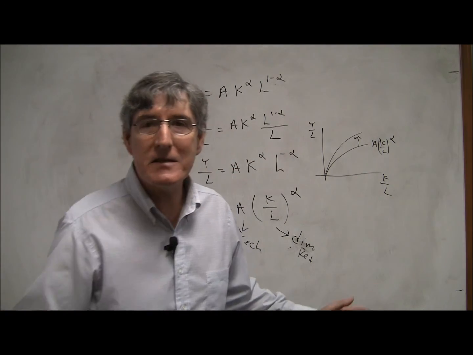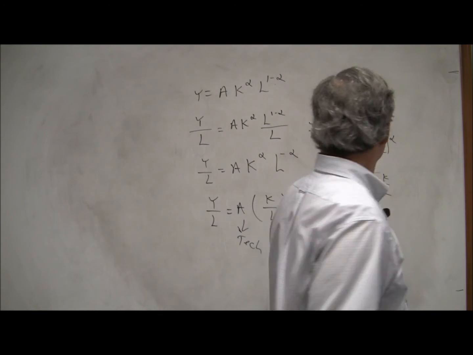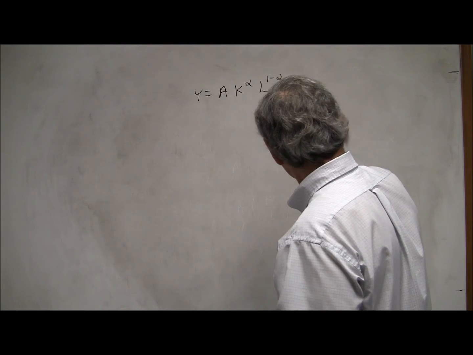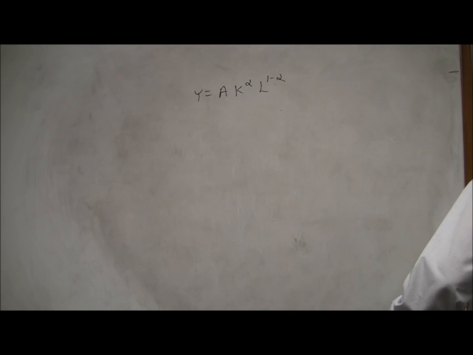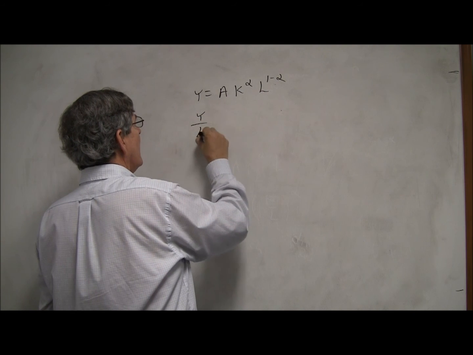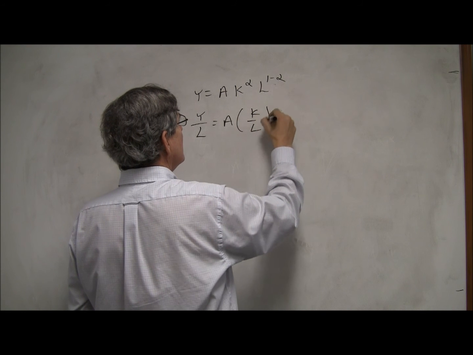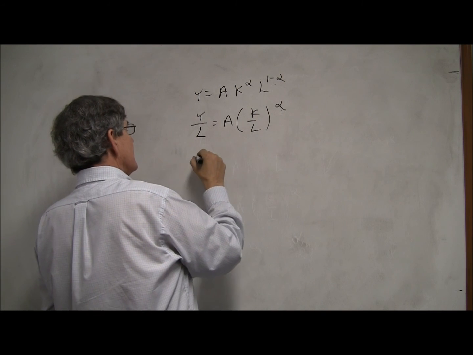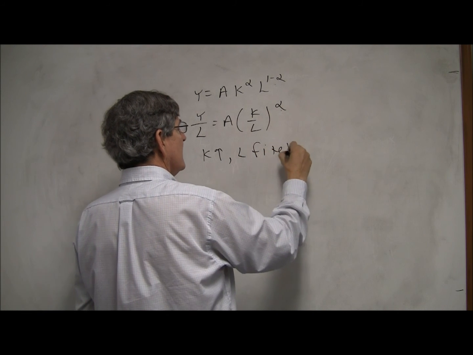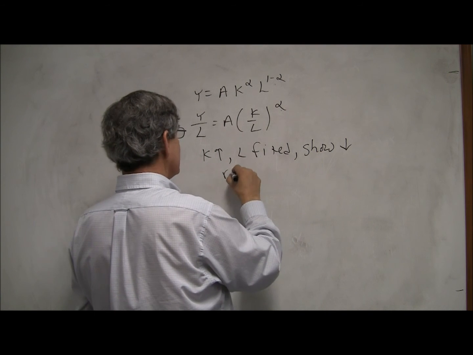One last thing for this chapter, and we're all done. It took a little longer than I thought. Let me show that there's decreasing returns to k. So we can rewrite this as y over L is A times k over L to the alpha. And let's let k go up with L fixed and show there's decreasing returns.